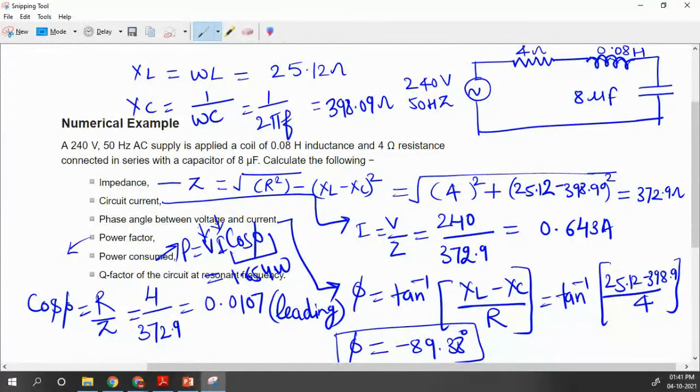Then you have to calculate the quality factor, Q factor. So how can you calculate it? You can calculate this Q factor by 1 by R under root of L by C. This is the formula. So Q factor is equal to 1 by R under root of L by C. You know the value of L, C and R. Put all these values, and it becomes 25.